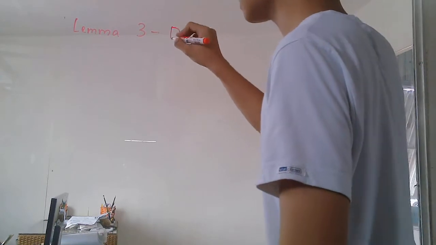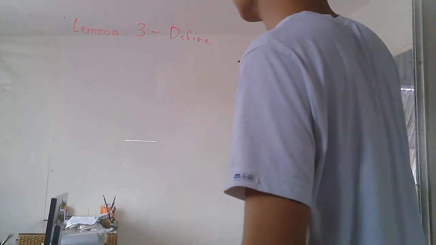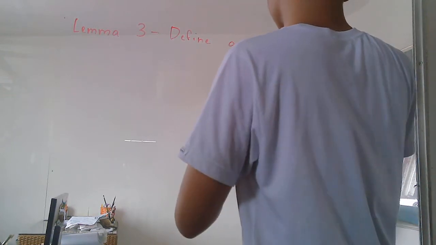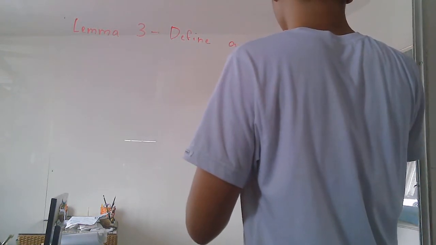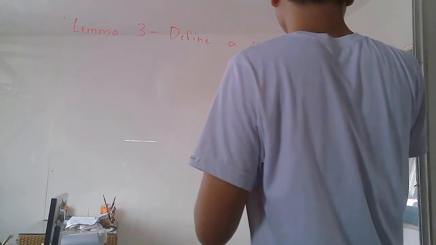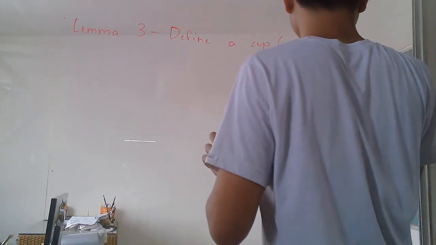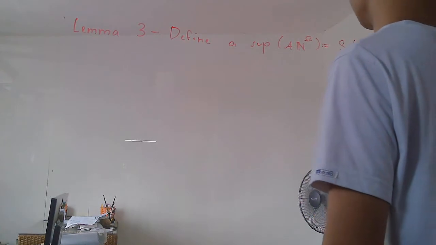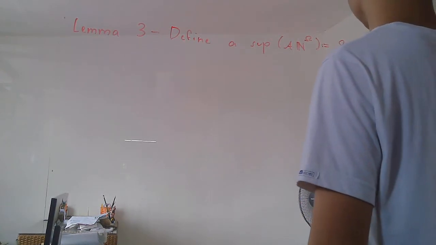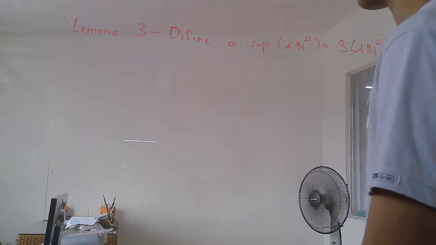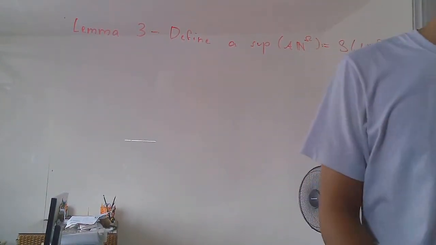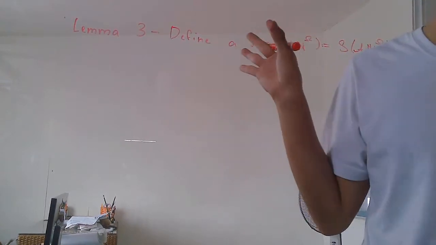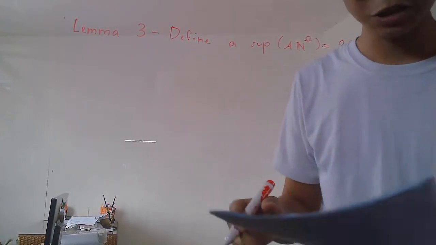Lemma 3. Define a supremum of A_n omega, big omega, that's my word, to be equal to, we define the supremum of A_n omega. This could be anything you can think of, some infinity or something. It's arbitrary. But not, of course, in the case where it doesn't have one.